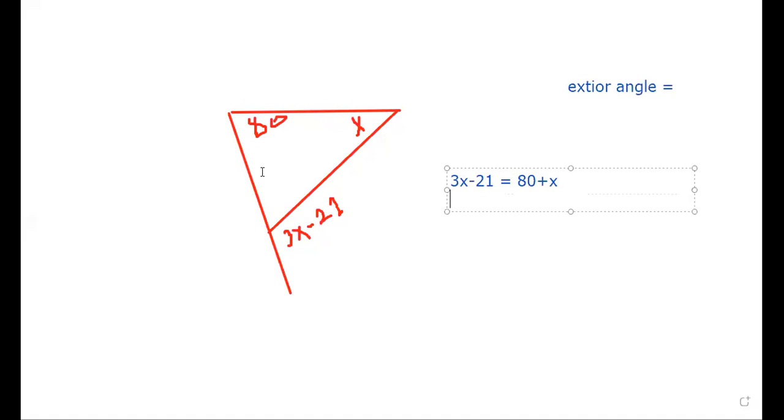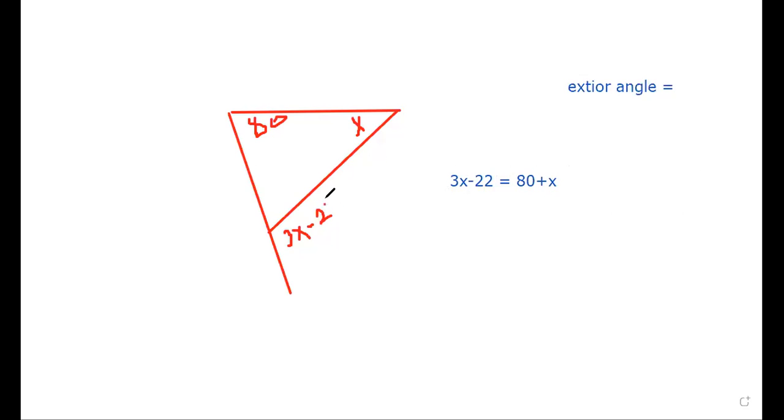Miss, I have a question. Why is it 21? It's in the question, 3x minus 21. It's the expression to represent the exterior angle. Isn't it 22? In the question it is 22. Sorry, I wrote it wrong. It's the same idea, but thank you for reminding me. So this one is 22.